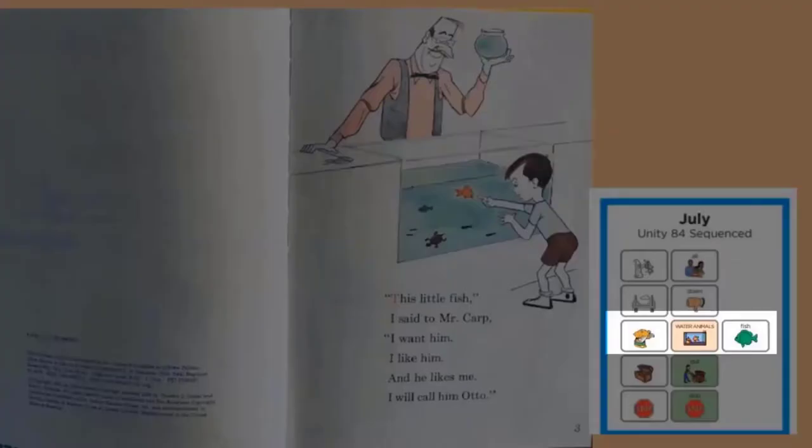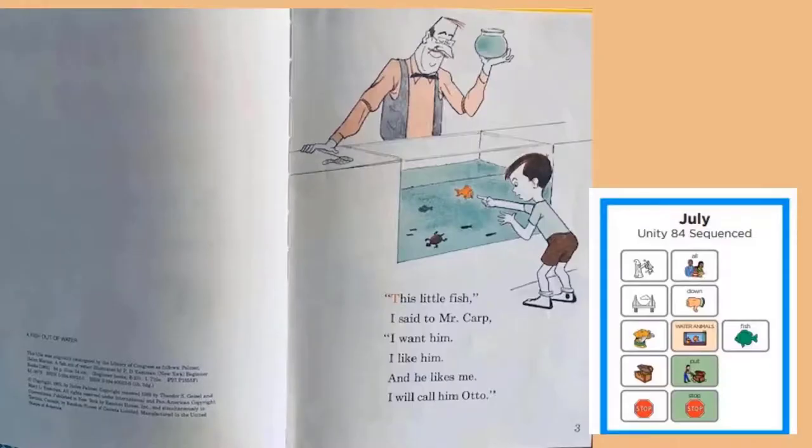The boy is going to buy a fish. Do you have any pets?